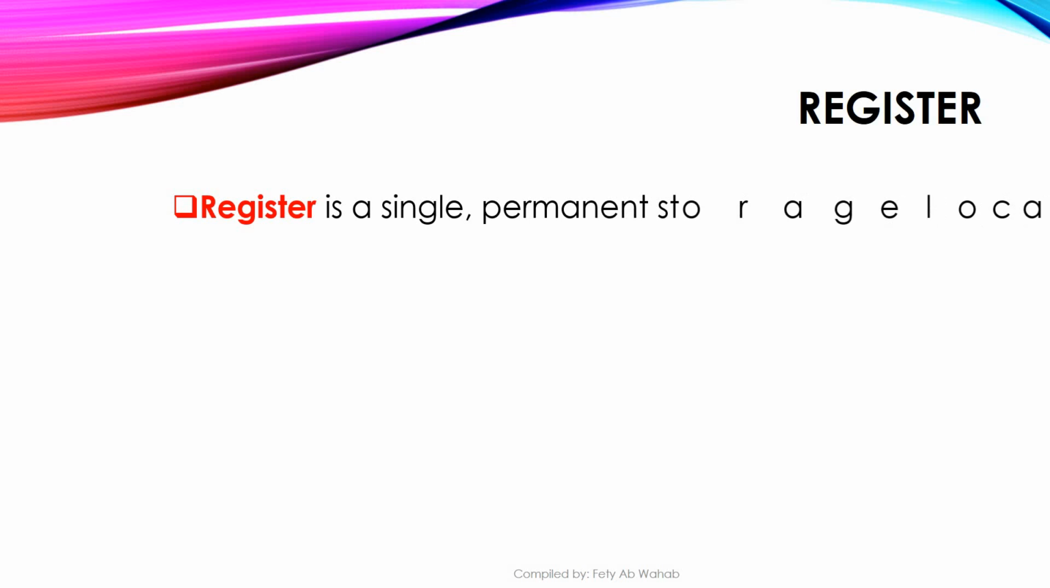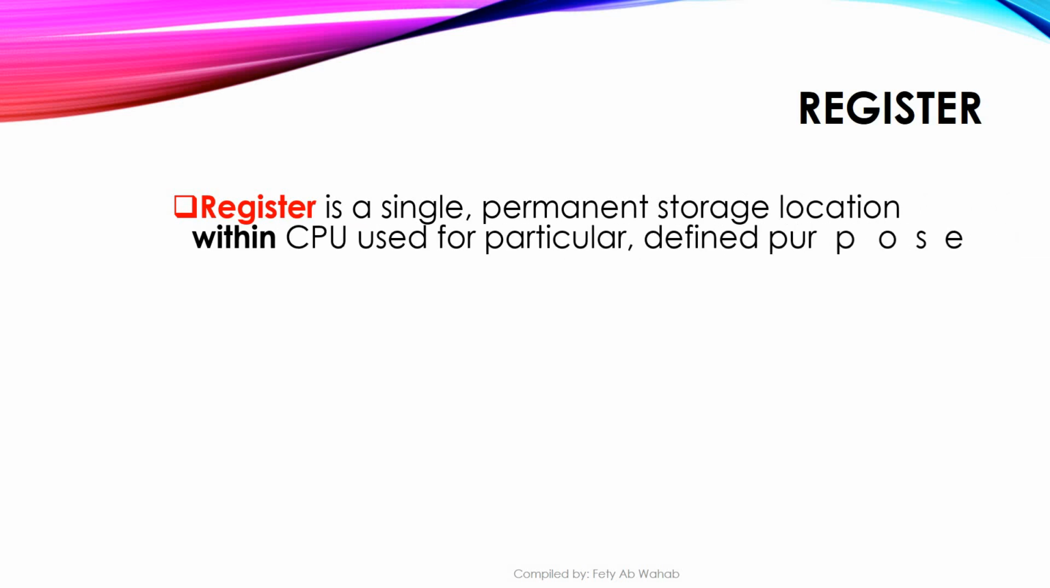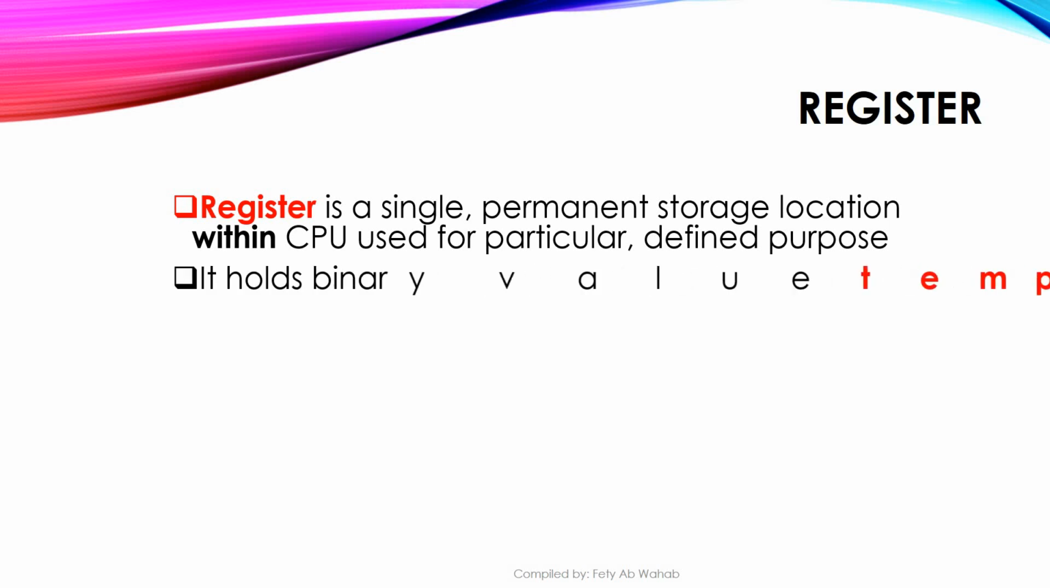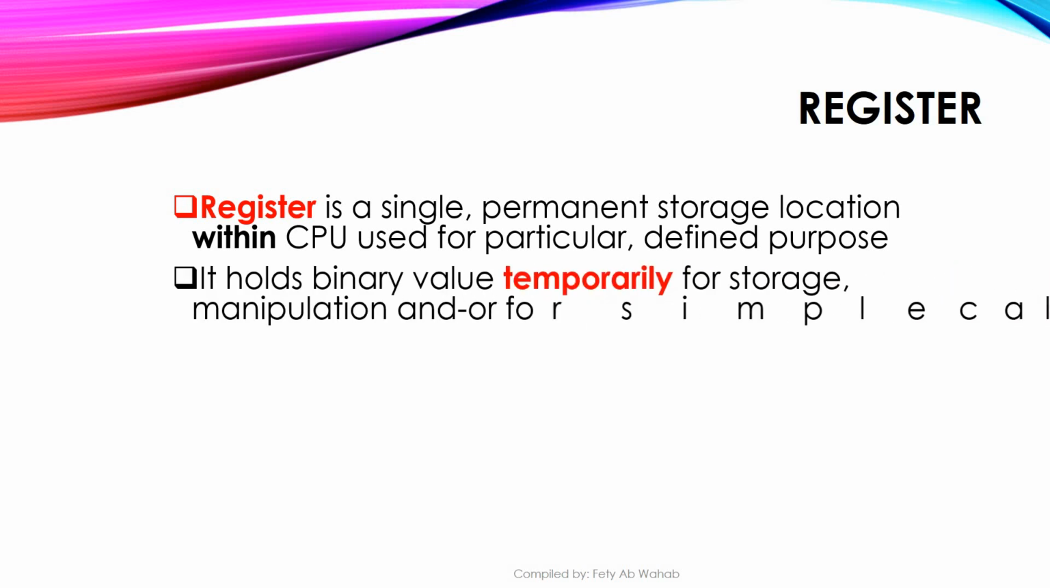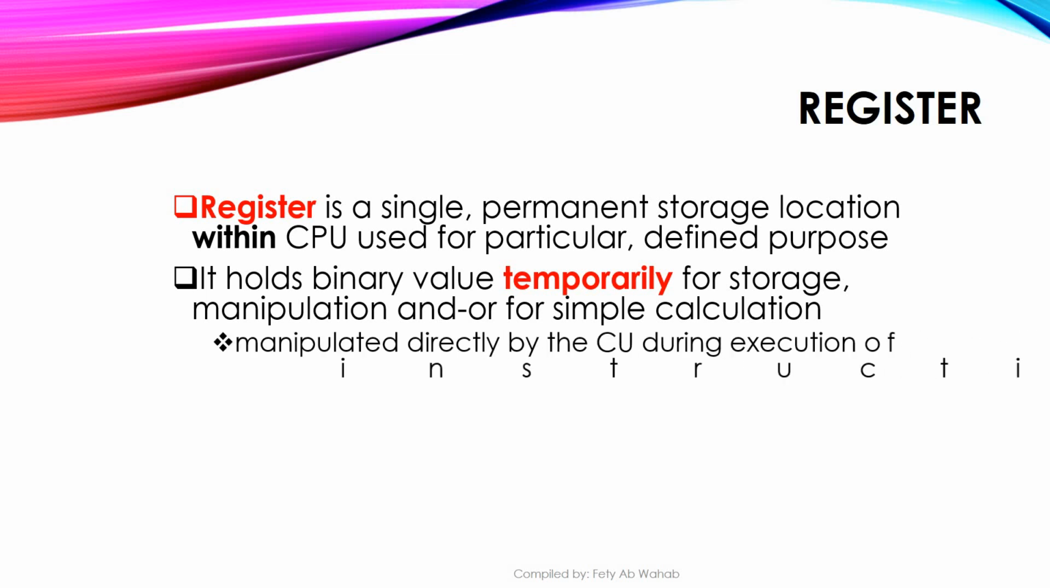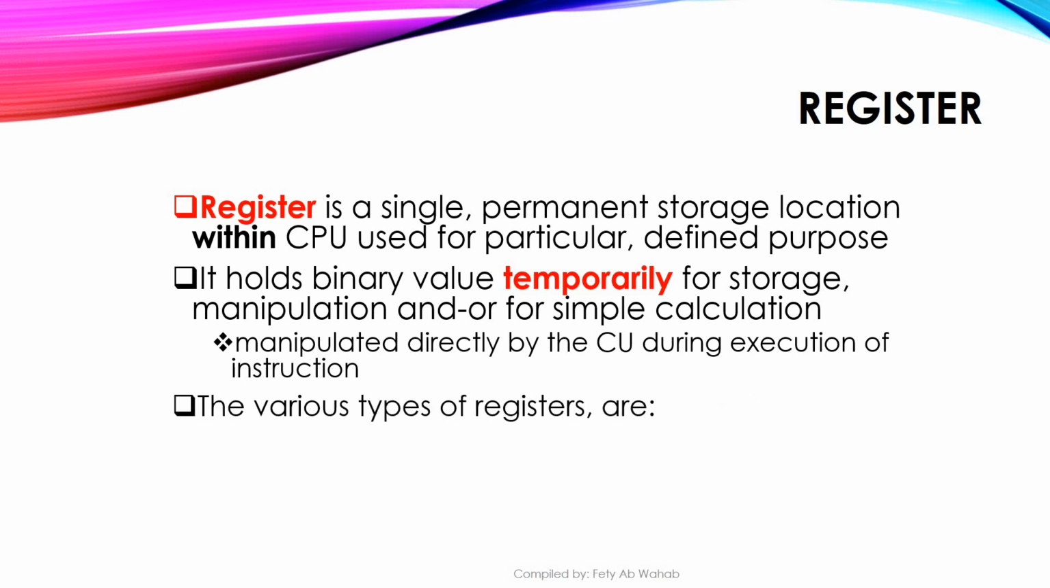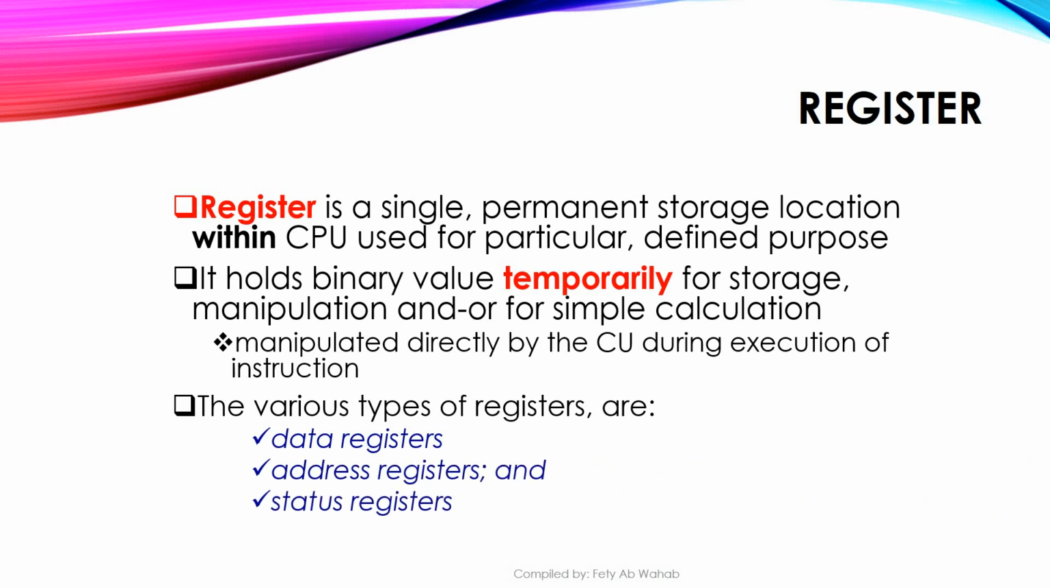Register. A register is a single, permanent storage location within the CPU used for a particular, defined purpose. It holds a binary value temporarily for storage, manipulation and/or for simple calculation. It is manipulated directly by the CU during execution of an instruction. The various types of registers are data registers, address registers, and status registers.